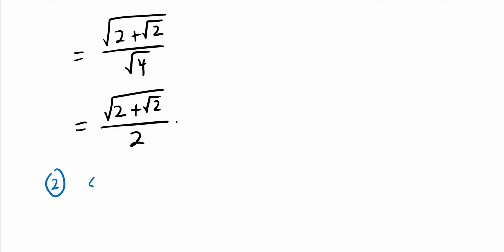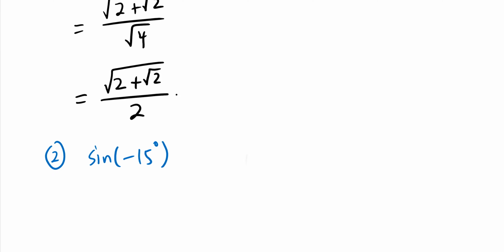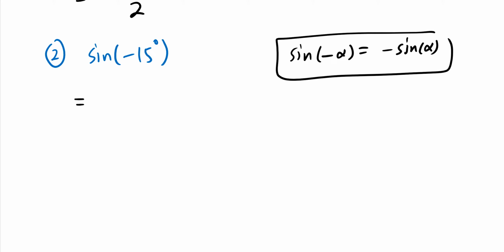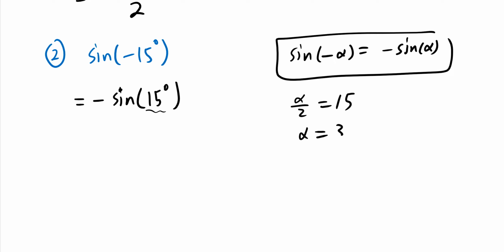Now the next one: we need to find sine of negative 15 degrees. For such a problem, if you see a negative sign for small angles, we use odd-even identities. Recall from previous sections that sine negative alpha is negative sine alpha. So we can first rewrite it as negative sine 15 degrees. If we take 15 as alpha over 2, then alpha is 30 degrees here.